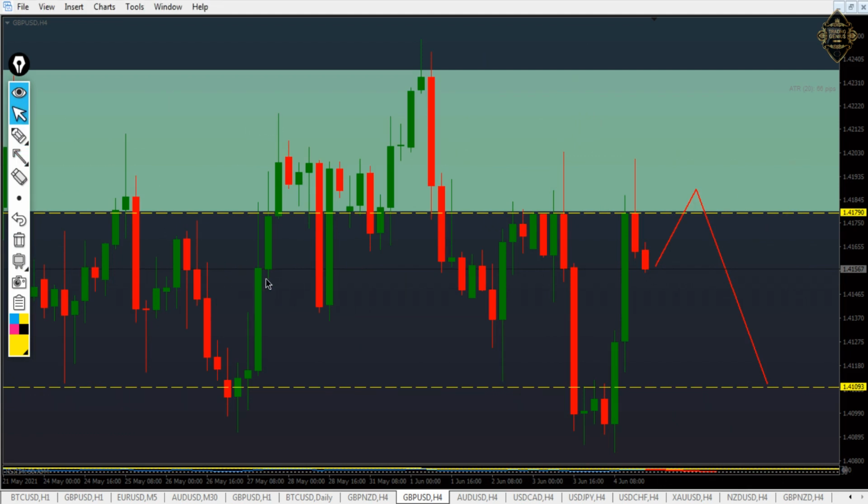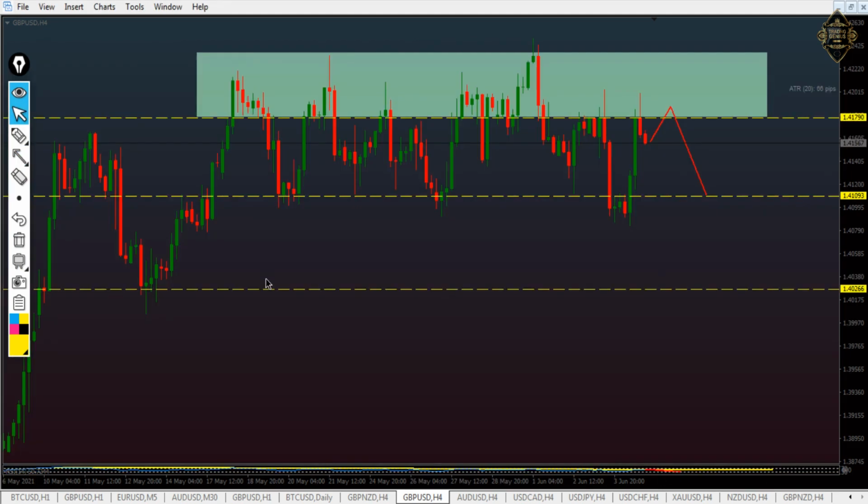Let me zoom it like that. So the first target for us needs to be at 141.093. The second target is at 140.266. I think everything is clear.